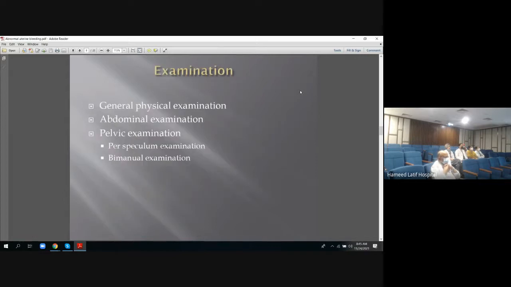Examination. A general evaluation of the patient should be performed to exclude the signs of anemia, evidence of any systemic coagulopathy, and thyroid diseases. Abdominal examination. Abdominal examination is aimed at detecting any abdominopelvic mass which may be responsible for the presenting complaint. When it presents, its position, size, mobility, surface consistency, and the presence of tenderness should be noted. Any evidence of organomegaly or presence or absence of ascites should be noted.